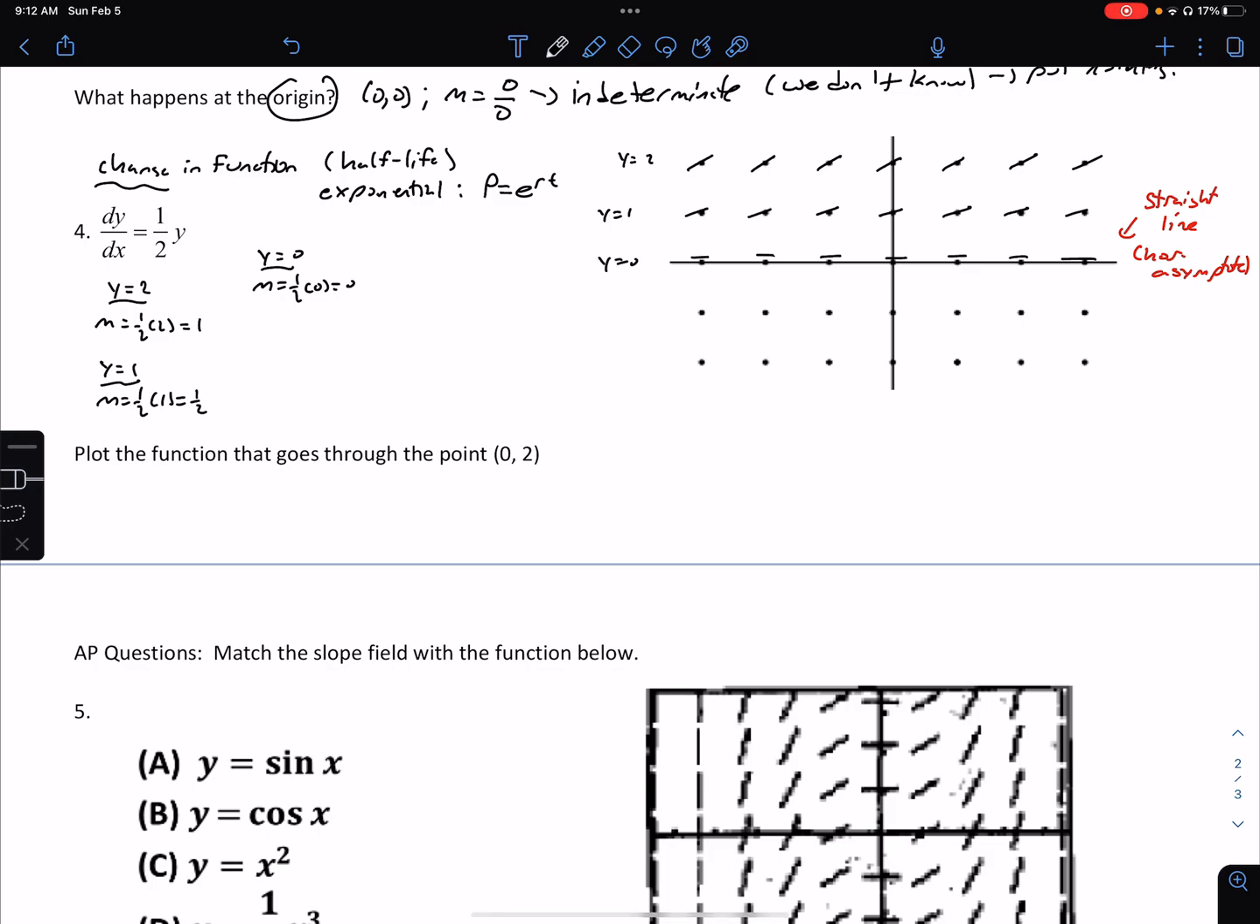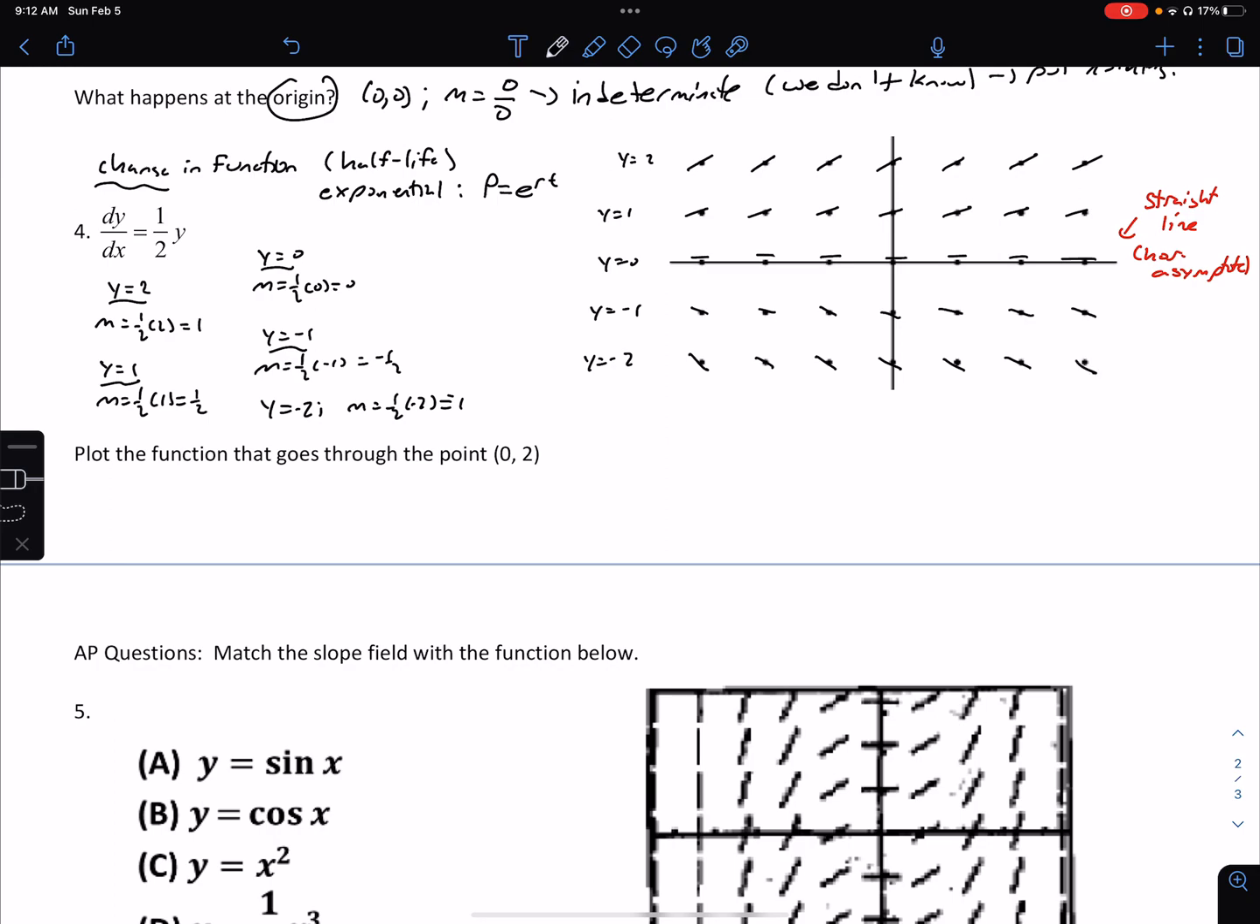So that's y equals 0, but when y equals -1, our slope here is 1/2 times -1, or -1/2. So I go -1/2 across the row. Very easy. And when y is -2, our slope is 1/2 times -2, which is -1. So at y equals -2, the slopes are just -1s.